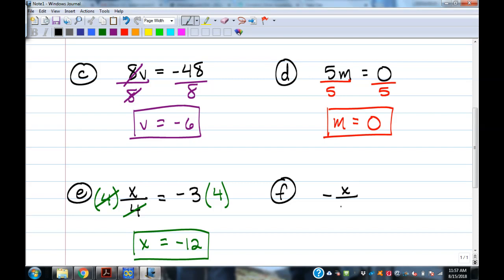negative x over 7 equals negative 6. This is one that folks kind of get swirly about with the negative sign on that fraction. Okay? If a fraction is negative, that means what part of it is negative? The top or the bottom? Does it matter? Because think about fractions like negative 3/4, so the negative out here in front like that. Negative 3 divided by 4, is that the same thing as that? Yeah. Is that the same thing?